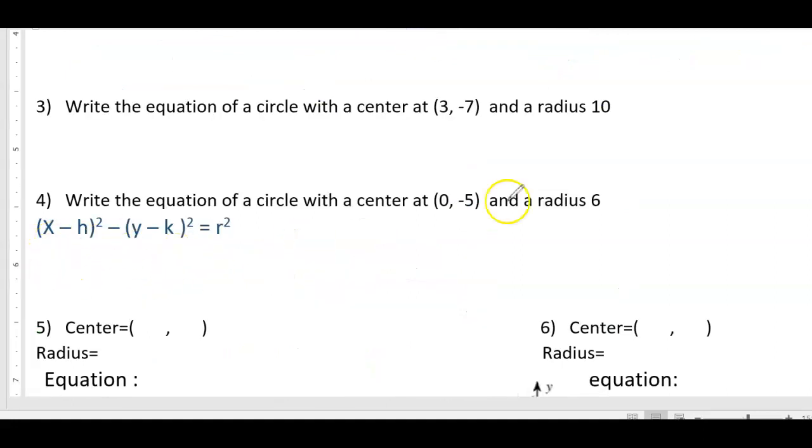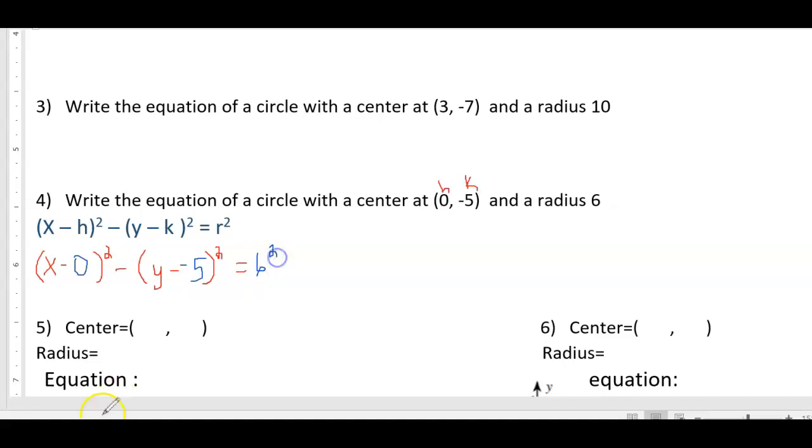Okay, let's try number 4. So it says write the equation of a circle with the center at 0, 5. So I know this is h, k, and a radius of 6. So just go ahead and plug them in. Plug in your h and k and my radius, but then square it. Okay, so I put the equation in. All right, so x minus h is 0, so x minus 0, second power, minus y minus k is negative 5, so negative 5, equals my radius, which is 6 squared.